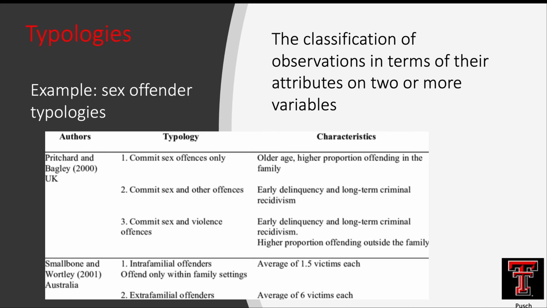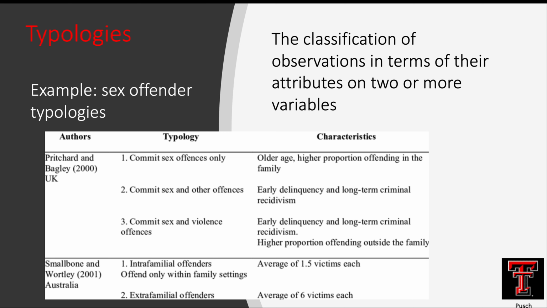Finally, the last thing we're going to talk about is typologies. This is a classification of observations in terms of their attributes on two or more variables. So this is the patterns that people are taking when we're analyzing our data, what their scores are on certain variables, and grouping people into categories. An example: we have lots of offender typologies, for example, sex offender typologies. Not every researcher is going to have the same typologies. Usually everyone gets something different depending on the variables they're using and the sample that they're using.